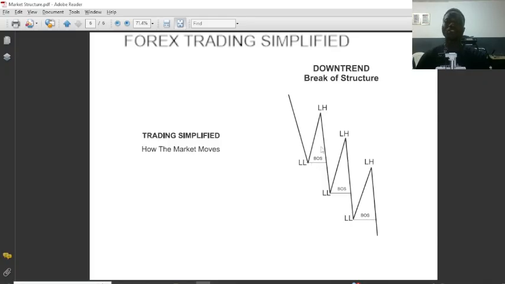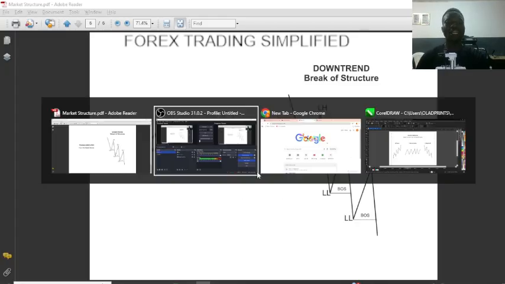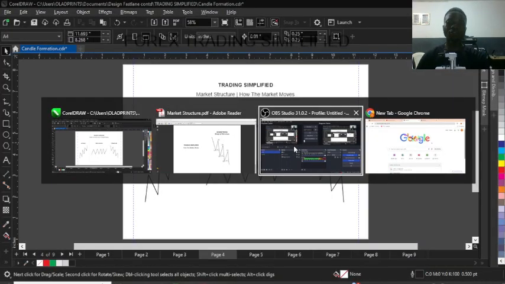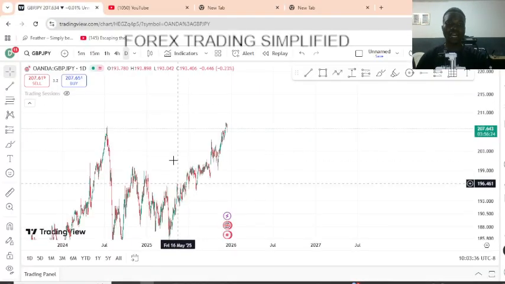All right. So when the market pushes down here, creating another lower low, the market will retrace back a little bit, and at a point in time, sellers are going to take control of the market and break through the recent low right here, and so on and so forth. This is how the market actually moves.